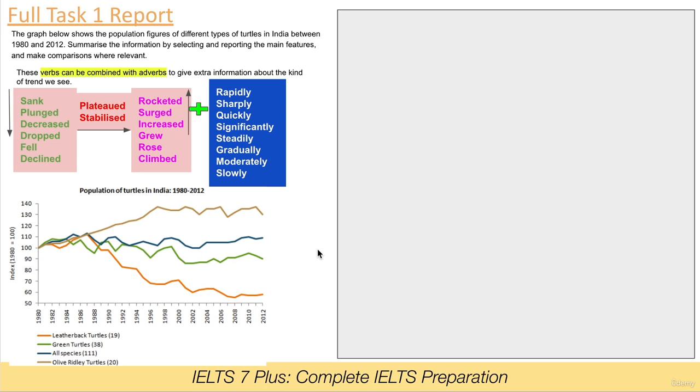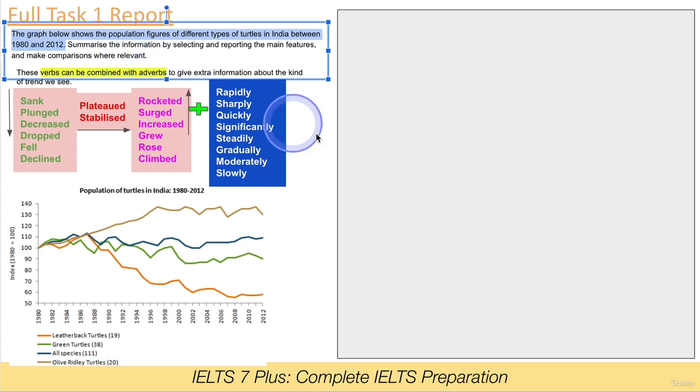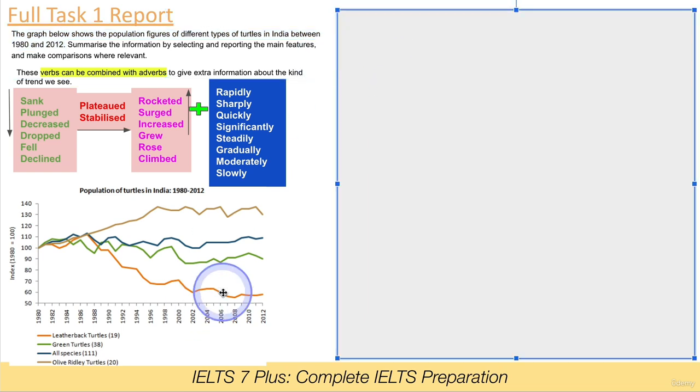All right, so let's make a start. And what we need to do first, if you've seen our videos before, then you'll know, we need to paraphrase this sentence here. The graph below shows the population figures of different types of turtles in India between 1980 and 2012. We don't have to paraphrase every word, but we can definitely, in this case, for example, be more specific, like the line graph.